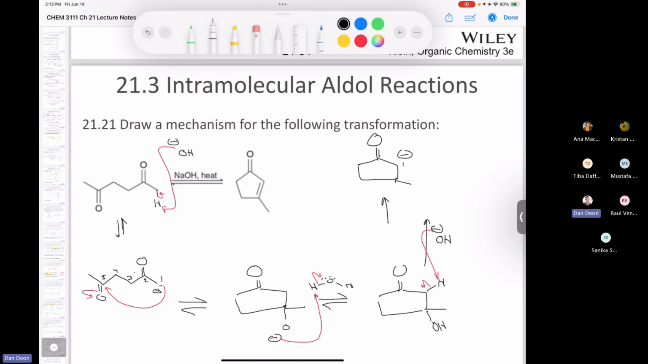Then we have our methyl group and our hydroxyl group. And then we form the double bond. Just like that. So there we go. And that takes us to the final product like that. And again, this is our E1CB reaction mechanism right there. So that covers intramolecular aldol reactions.